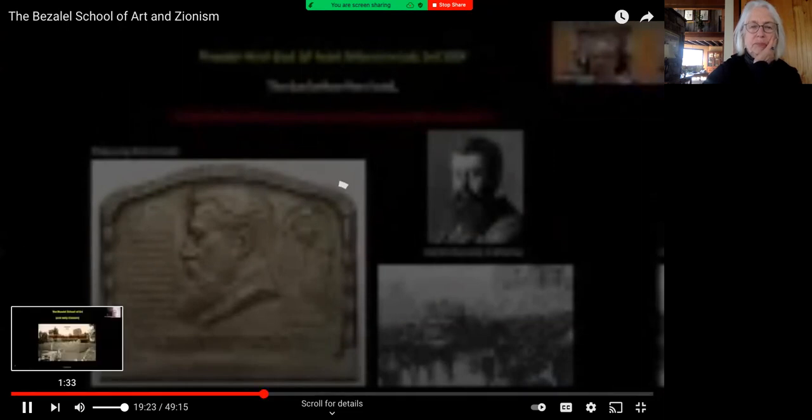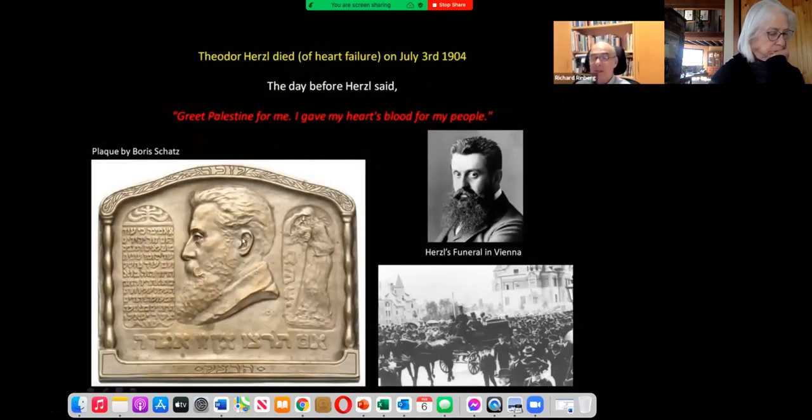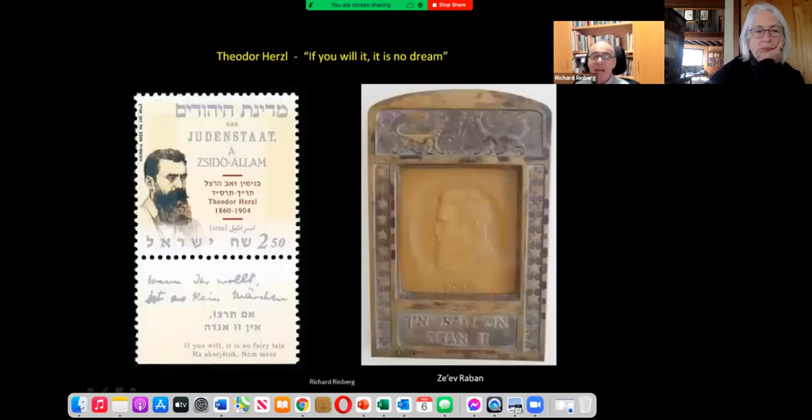Well, Herzl did make it once on a visit, but he's not going to make it to the nation that he believes is going to be formed in the future, which is what all the writing is all about. And in fact, the state of Israel, 100 years after the death of Herzl, is going to have this stamp. And of course, the famous comment, Im tirtzu ein zu Agadah, if you will it, it's no fairy tale.